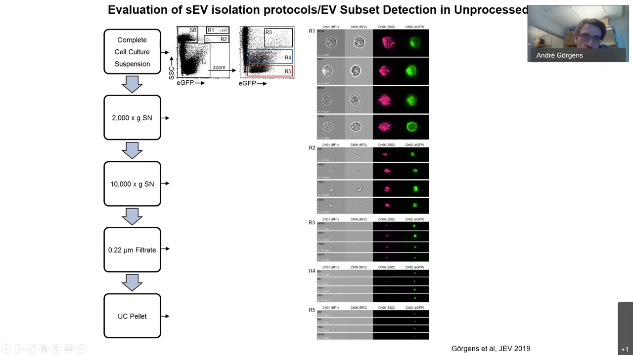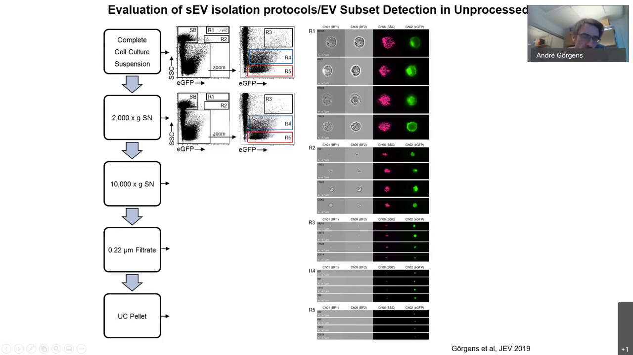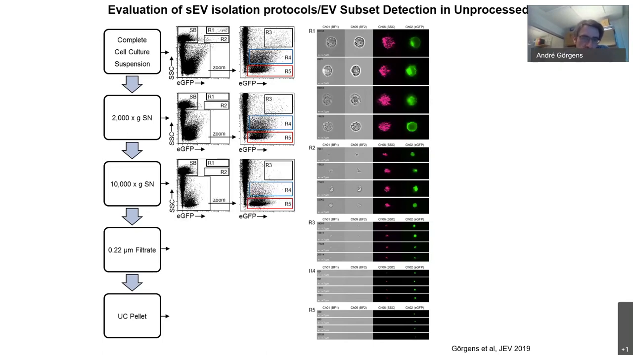And then if you look in this scatter lower area, you see different populations coming up. If you look at the images, some still have bright field and scatter signals, while some only have scatter signals. And this population down here, called R5, is basically devoid of detectable bright field and scatter signals. If you then do an EV isolation procedure, as here with differential centrifugation, with a 2000 G spin and measuring the supernatant, you lose the cells and most of the bigger R2 gate events. If you do a 10,000 G centrifugation, you end up with an enrichment in that R5 gate, while R3 is pretty much cleared up.